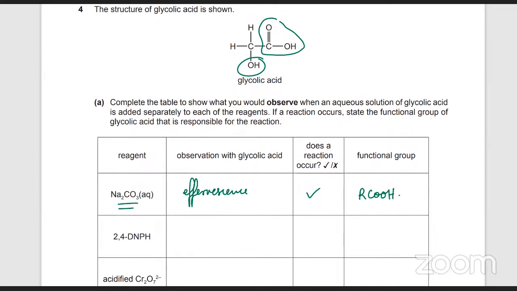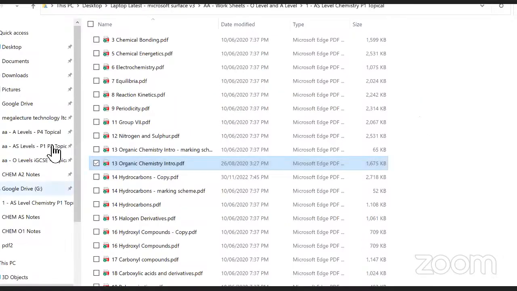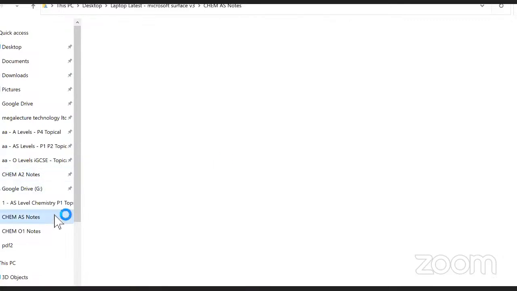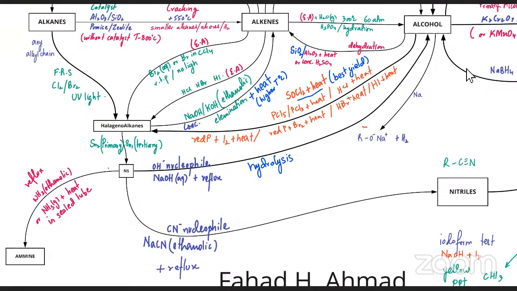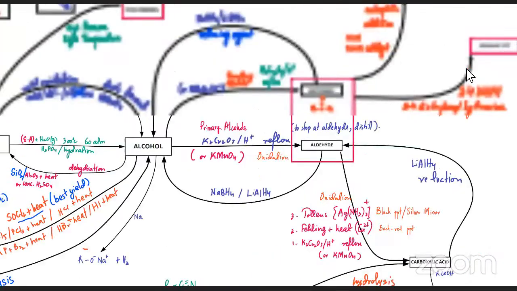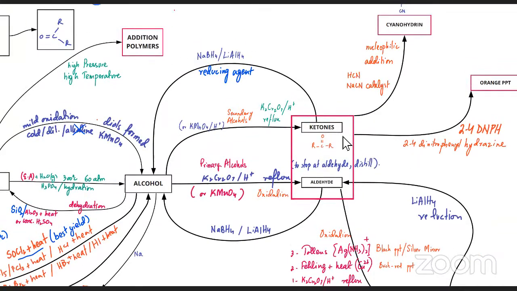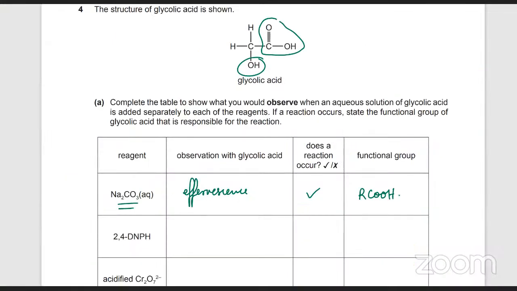So 2,4-DNPH. What does 2,4-DNPH do? Let's take out the chart as well. What was the test for 2,4-DNPH? Carbonyl compounds. Okay, 2,4-DNPH is for carbonyl compounds. You always get an orange precipitate with ketones and aldehydes. This is neither a ketone nor an aldehyde, so nothing will happen in this case. No reaction, nothing.